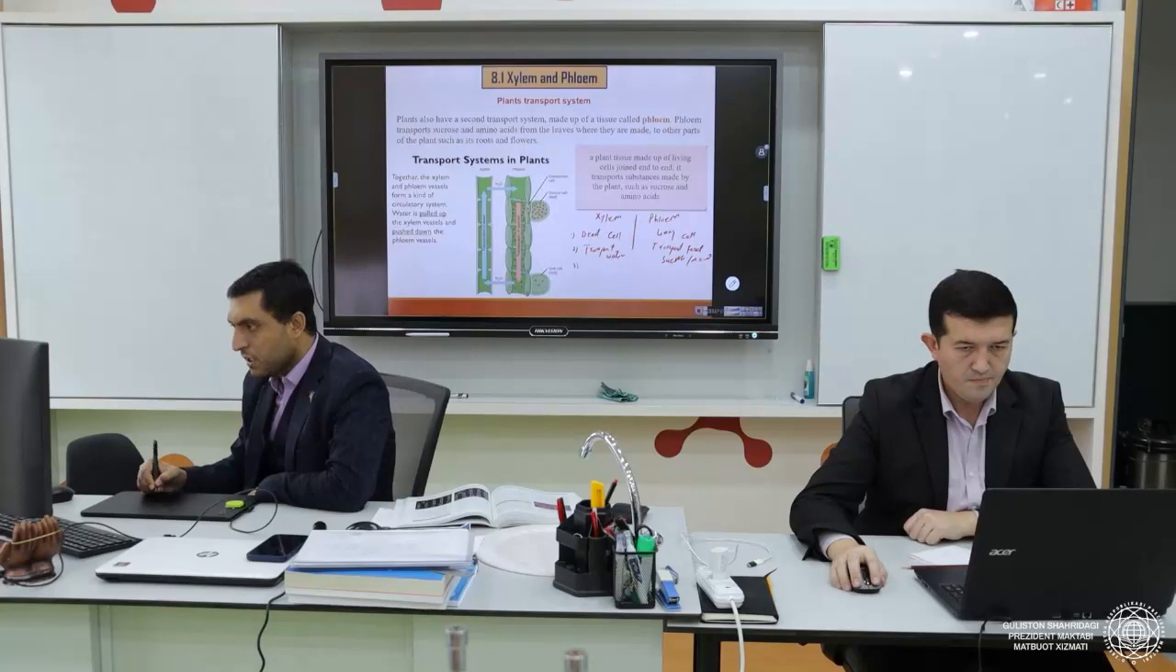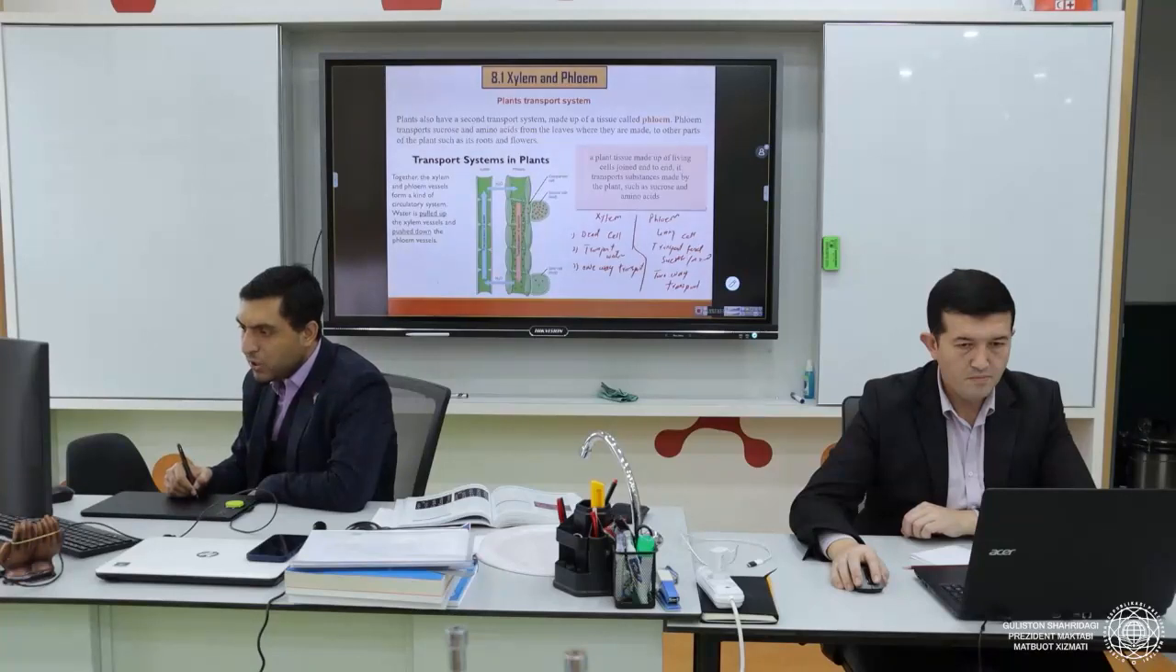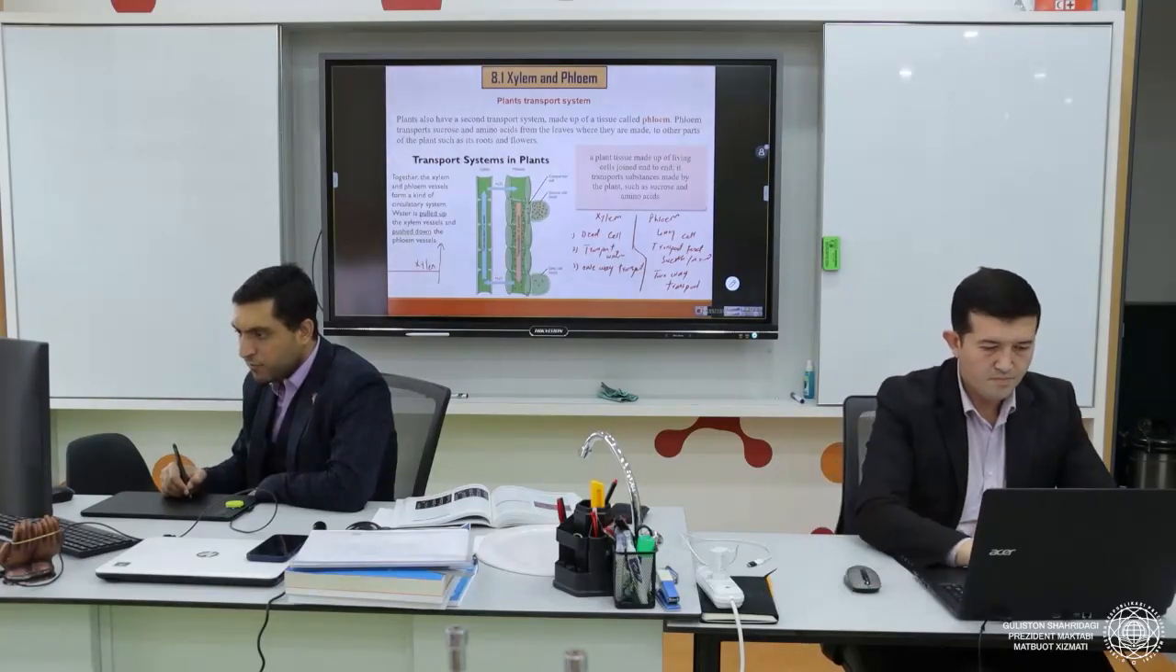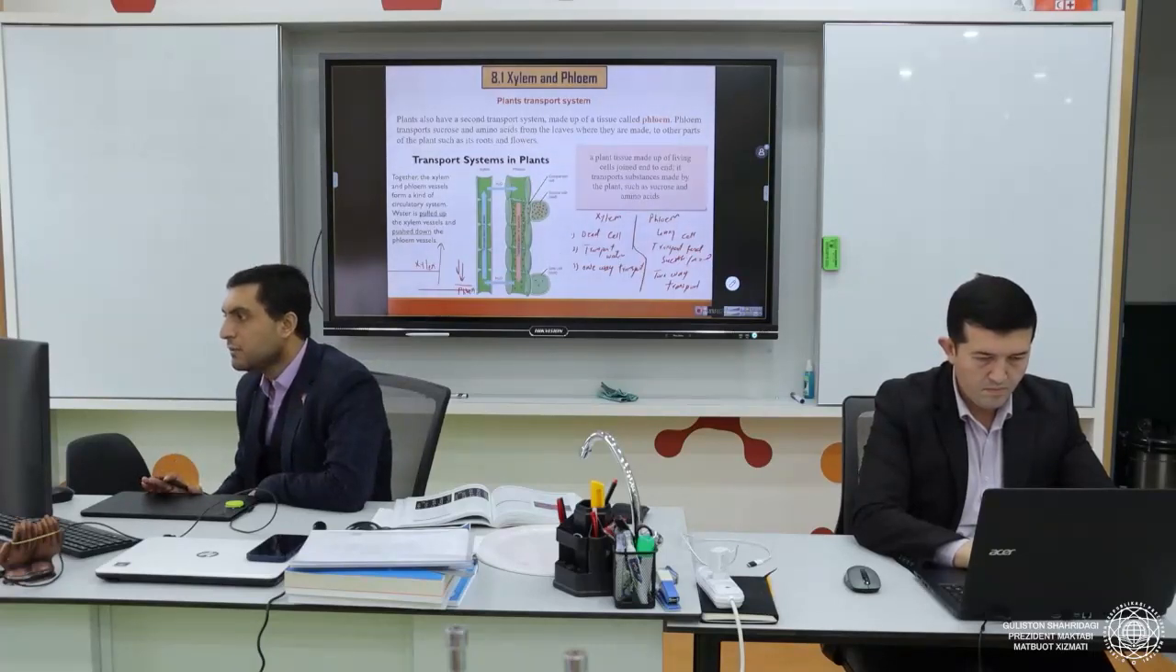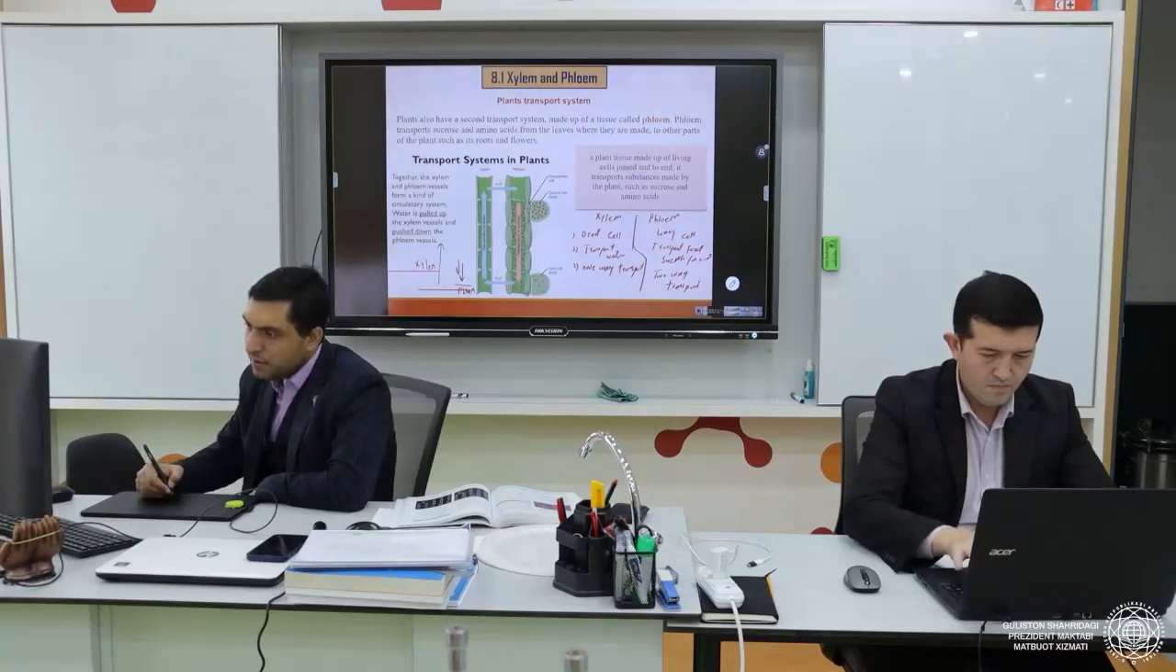The third difference: in xylem, one-way transport, one-way. You know a one-way road? In phloem, we have two-way transport. What does it mean? Goes up and goes down. Yes. In xylem, only the water and minerals from roots go to the upper parts. But in phloem, the food may go up and down. Is it clear? Yes.